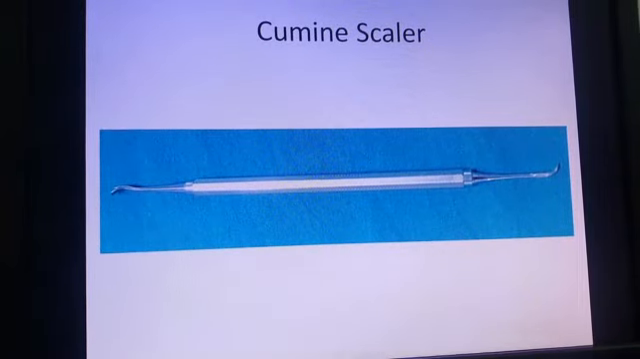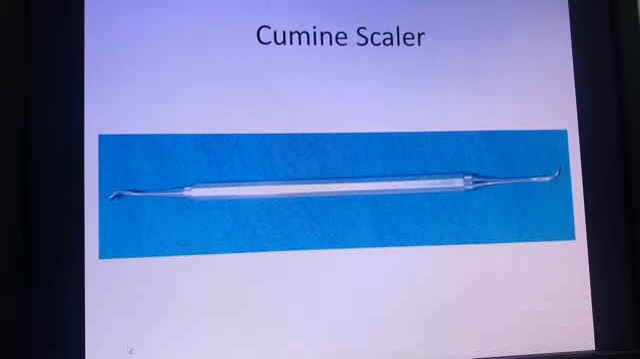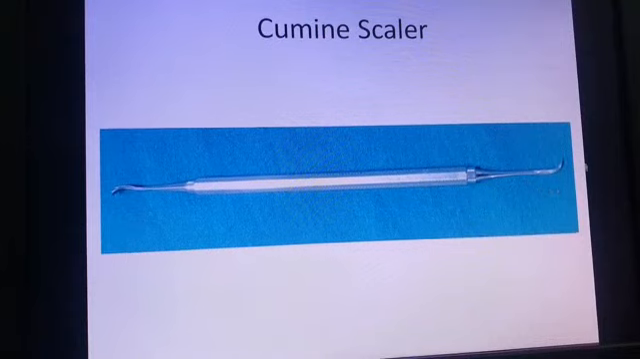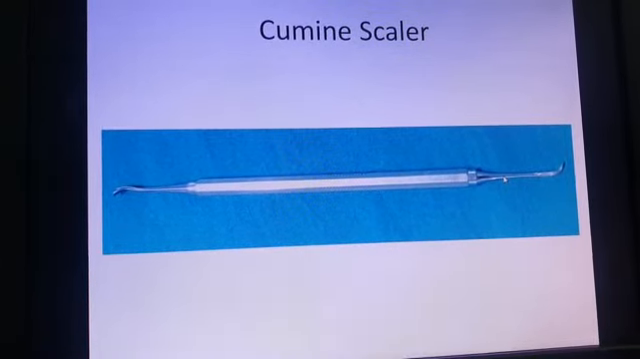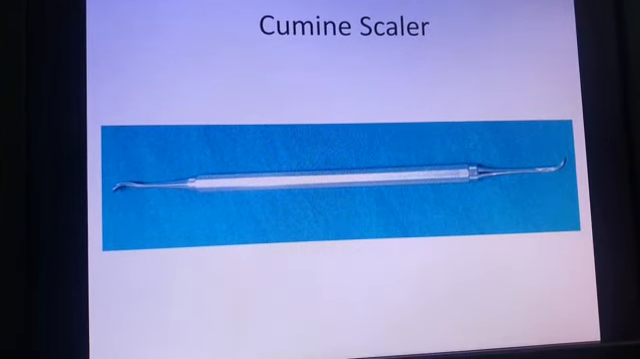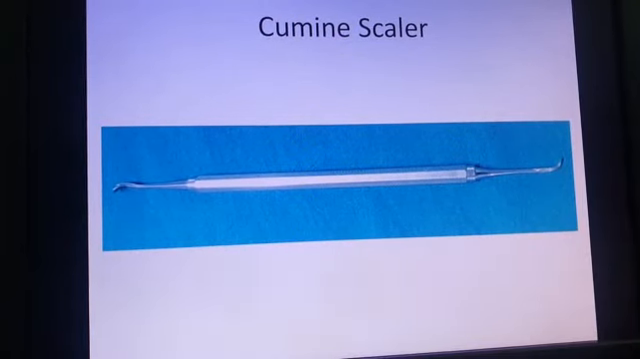Next scaler is the Cumine scaler. The Cumine scaler is a double-ended instrument. One end is the spoon-shaped end, while the other end is the half-curved end. It is mainly used to break heavy calculus or remove calculus from the lingual sides of the anterior teeth. It is also used parallel to the long axis of the teeth with a pull stroke.